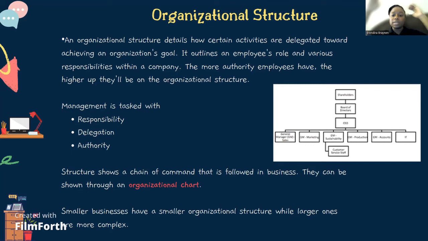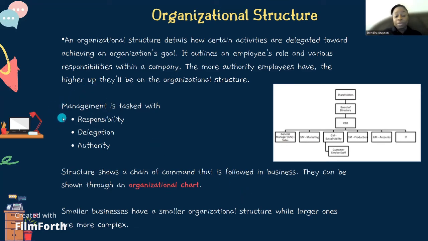It's a ladder of sorts that needs to be followed. There are some people always at the top, and there are some people at the bottom. At the top are always going to be your high paid individuals, your more educated individuals, or persons that have the most experience, making sure that the persons at the bottom are completing the tasks that they should be completing. The more authority employees have, the higher up they'll be in the organizational structure, and so they'll be considered to be management.